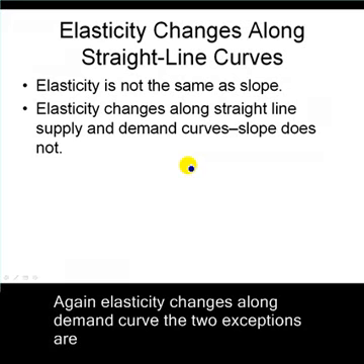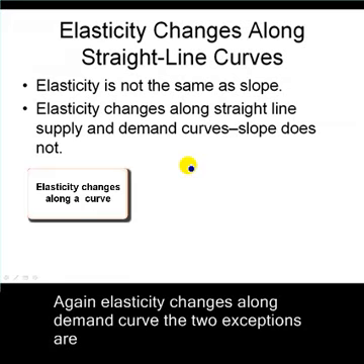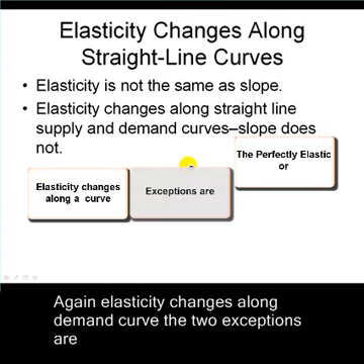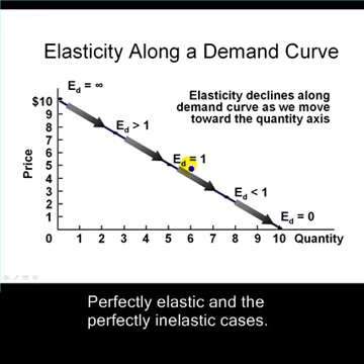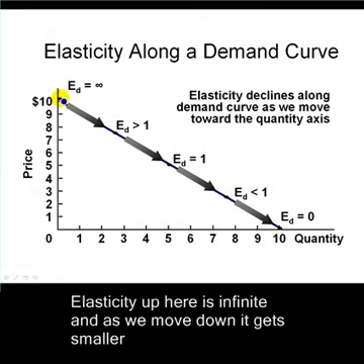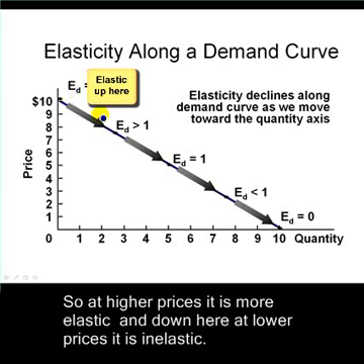Elasticity changes along a straight line. The only two cases where it doesn't change along a straight line are the perfectly horizontal or the perfectly vertical supply or demand. So let's look at the demand curve here. And look at this. Elasticity up here at this point is infinite. And as we move down this demand curve, elasticity tends to get smaller and smaller. In the middle it becomes 1, and then it continues going down, becomes less than 1, and gets to be 0. So it starts out very elastic and slowly becomes inelastic.